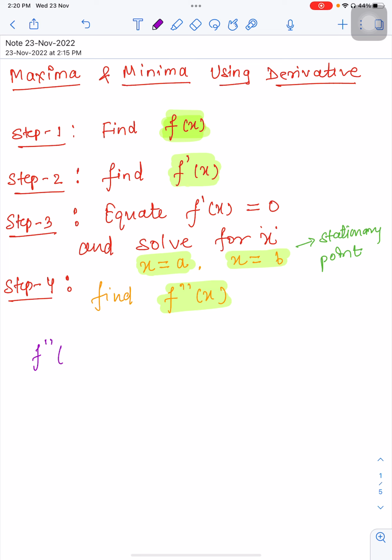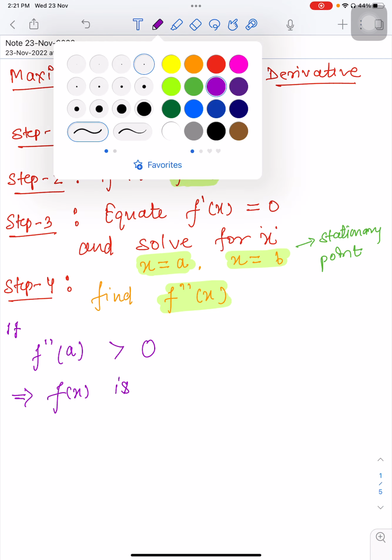तो उसके लिए हम लोग क्या करेंगे? You will replace x by, let's say, x equals a. So you will find f double dash of a. आप f double dash में x equals a put करोगे. If f double dash a is greater than 0, that implies f of x is, what do you think? Maximum or minimum? No, second derivative greater than 0 does not mean the function is maximum. यही बच्चे गलती करते हैं.